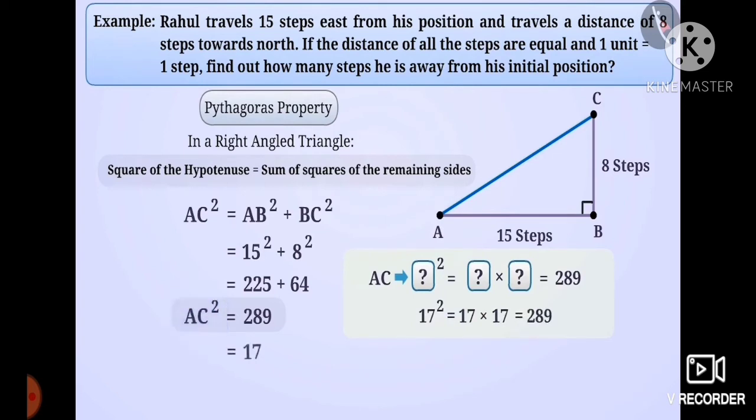What is the value of AC? AC square is equal to 17 square. AC is equal to 17 steps. So he is 17 steps away from his initial position.